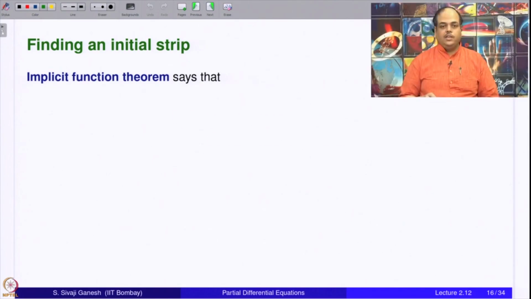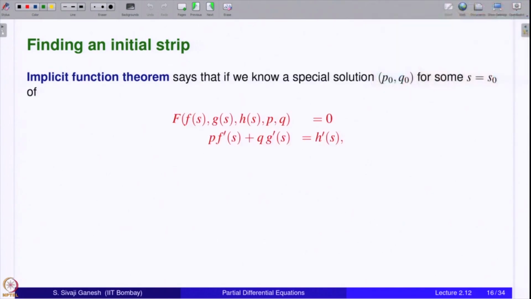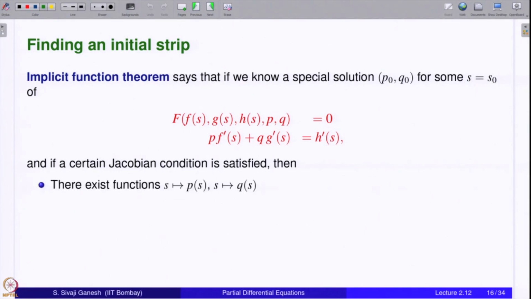So, the implicit function theorem says that if we know a special solution for some s equal to s_0, p_0, q_0, which satisfies this as well as this. That means capital F of (f(s_0), g(s_0), h(s_0), p_0, q_0) equal to 0 and p_0 f'(s_0) plus q_0 g'(s_0) equal to h'(s_0). If such p_0, q_0 are given and a certain Jacobian condition is satisfied, non-zeroness of a certain Jacobian, we will do the details on the next slides.